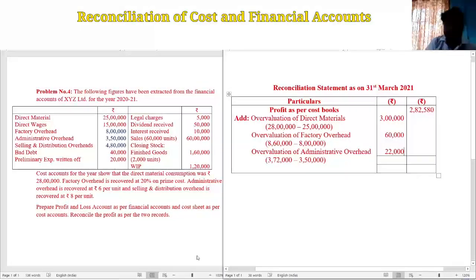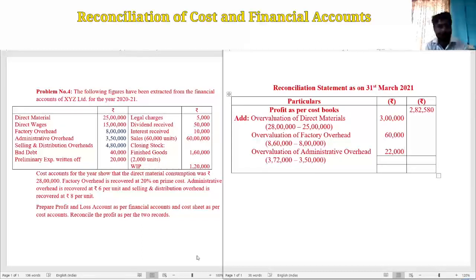Then bad debt. Bad debt is a financial loss. Financial profit is reduced by 40,000. That means we have to reduce even costing profit by 40,000. That is an item to be deducted. Then preliminary expenses written off. In the financial profit, 20,000 is deducted. Now we need to deduct 20,000 even from costing profit.